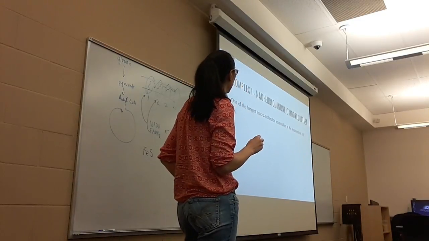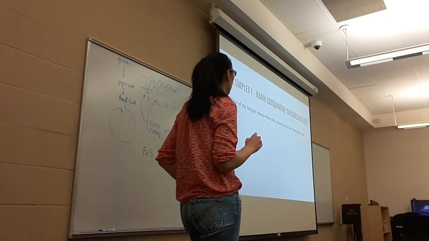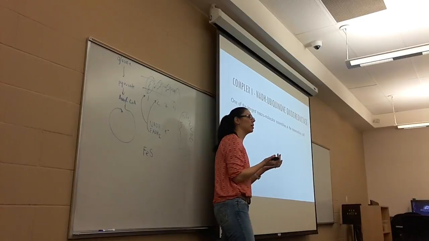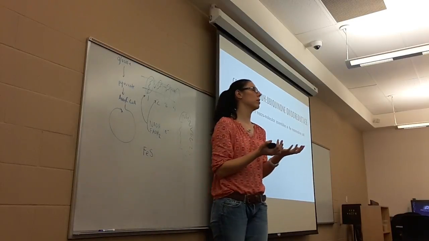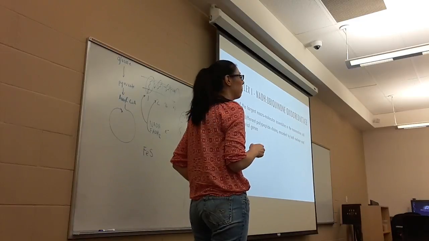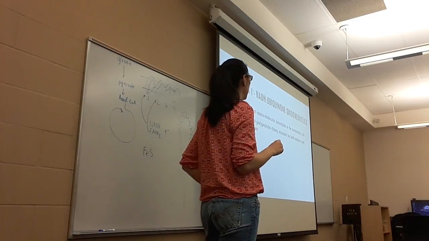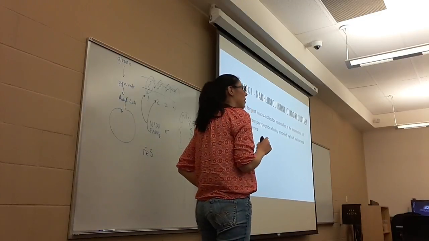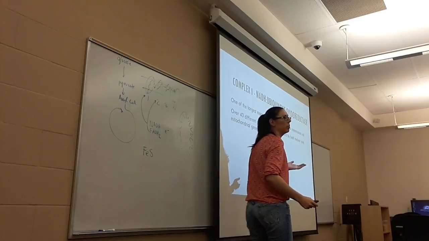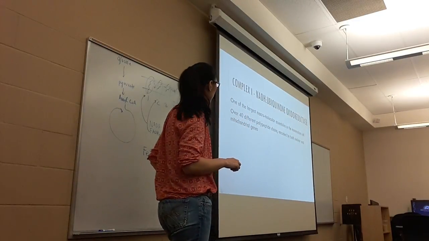So let's first talk about complex 1. This is the largest one, and it's one of the largest assemblies of proteins and molecules in mammalian cells. There are over 43 different polypeptide chains in that table, and these are proteins that are encoded either by the chromosome or by mitochondrial genes, the DNA located in the mitochondria.